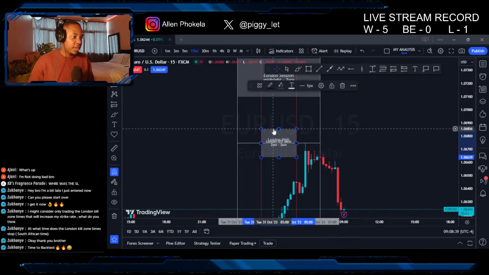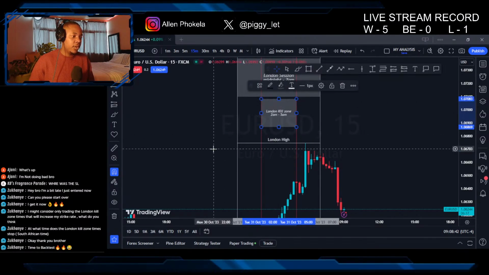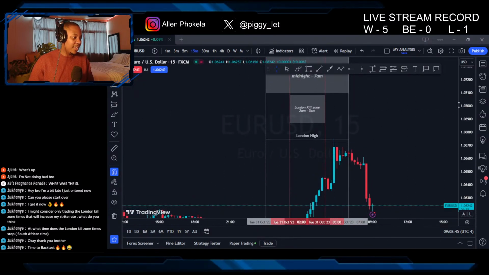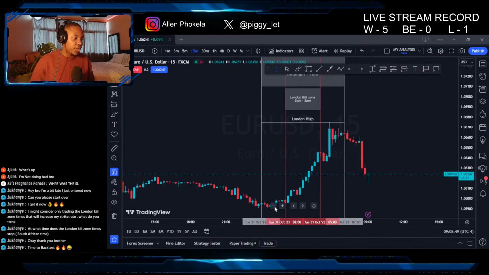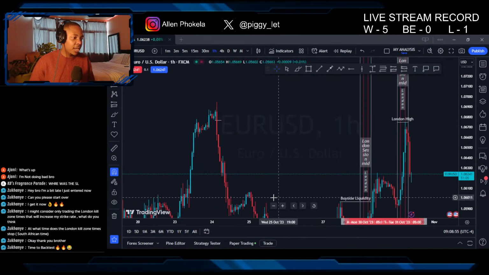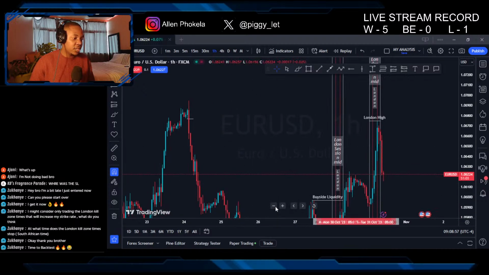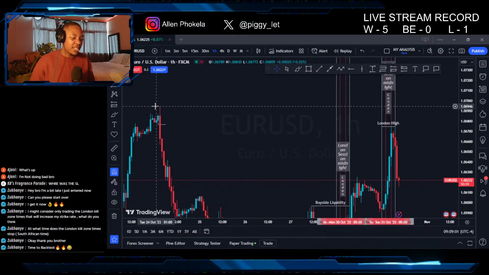What is happening? And then I got that there. And then we have this London high with turtle soup. As you can see, let's see if we actually created a London high into something. And then obviously going into a higher time frame, we have that buy side liquidity there.